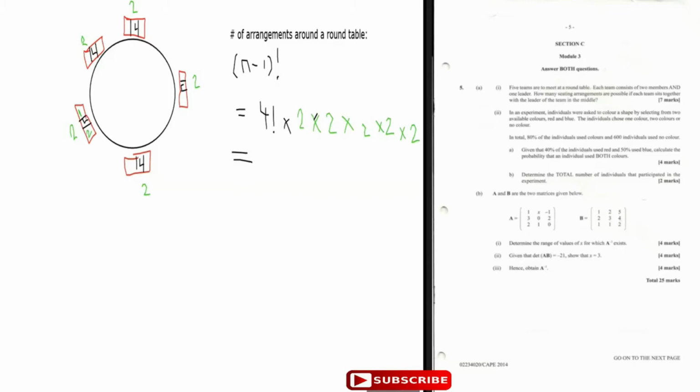Getting 768. So just to write it pretty, I think you can write it as 4 factorial times 2 to the 5th power, just to make it easier. So it's equal to 768 ways. So there are 768 ways this can be done. All right, nice and easy.